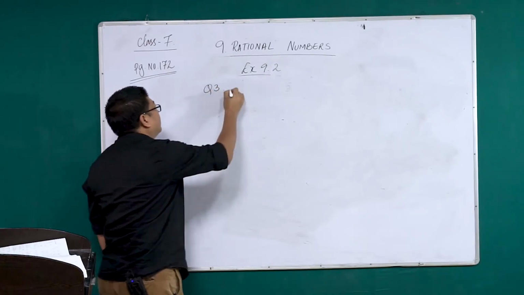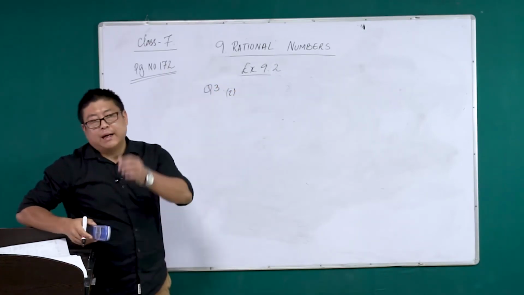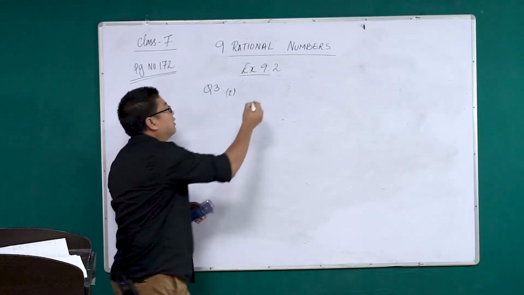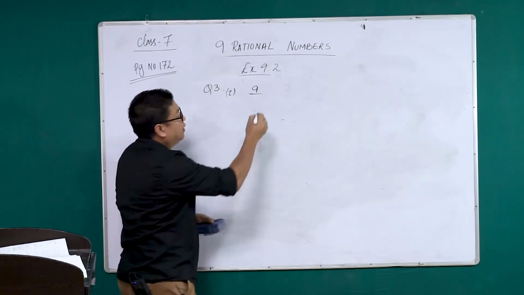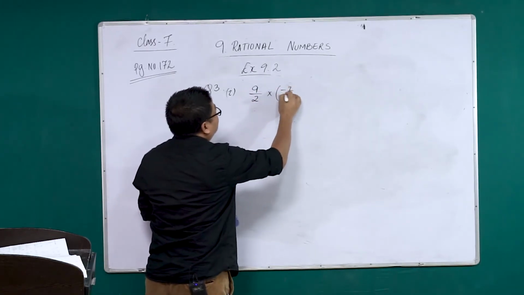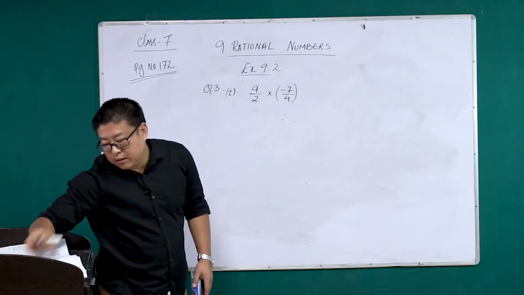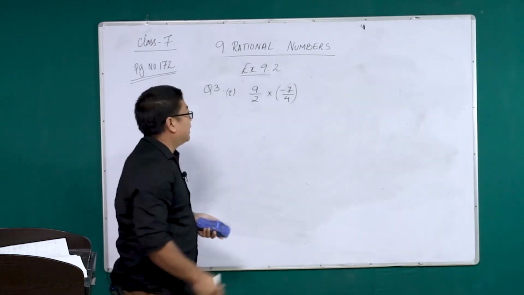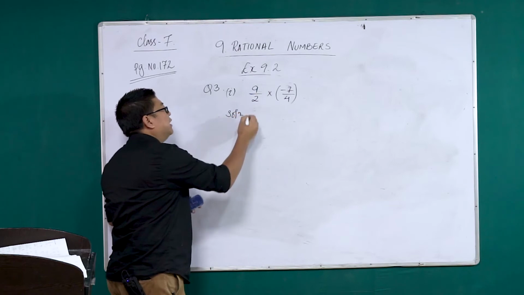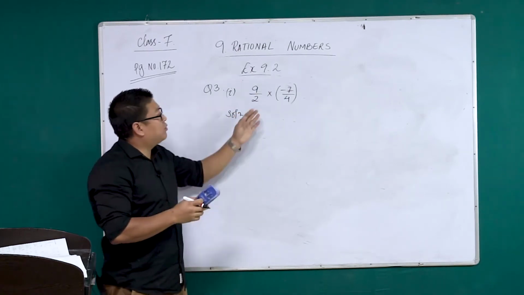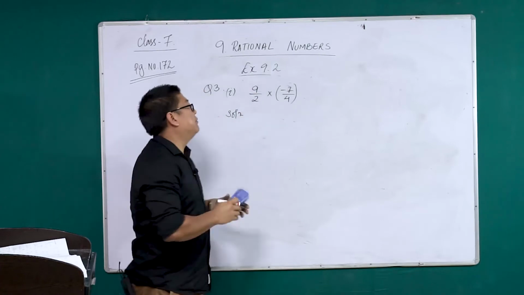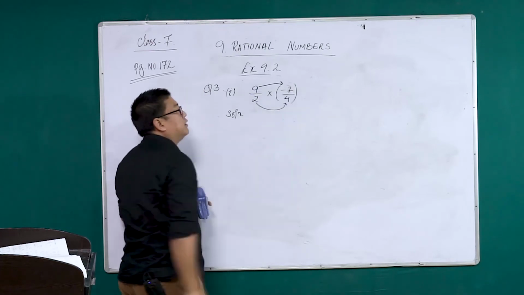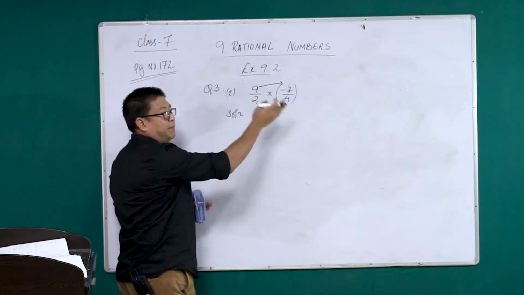Let's look at question number 3, 1. Compared to addition and subtraction, multiplication is so much easier. Now, the first one is 9 by 2 into minus 7 by 4. For multiplication, find the product. Product means multiply. For multiplication, it's quite simple. There's no need to find any LCM, no need for any confusion. Simply remember that you will multiply numerator with numerator, denominator with denominator. Nothing here, simple math, all right?